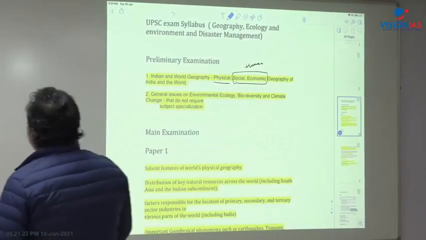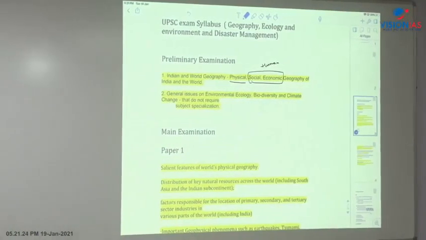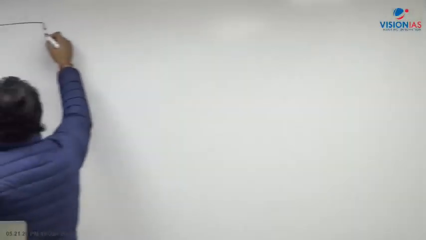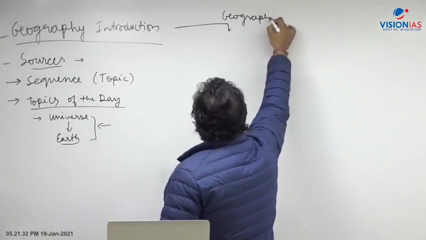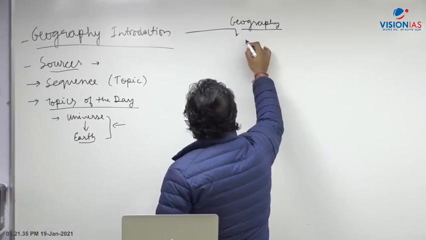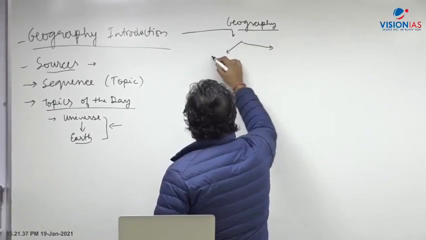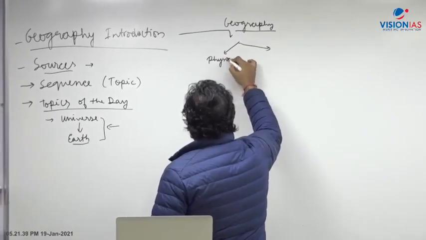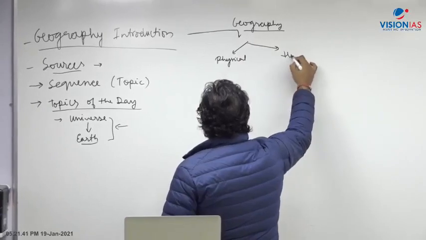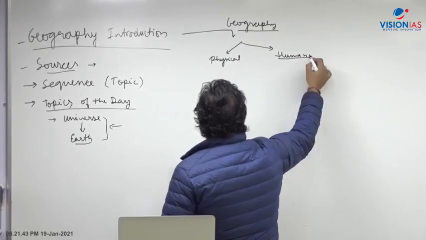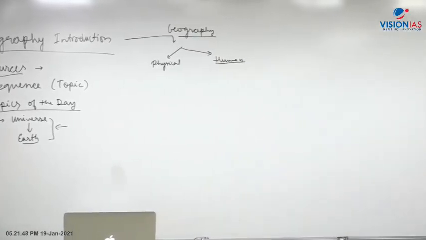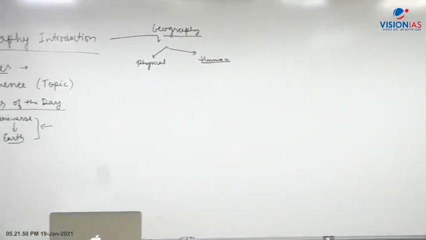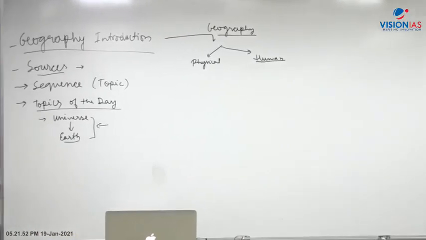It is divided broadly into, so when we talk of introduction, let us write from here itself. Geography is divided into, as per the syllabus itself, physical and human geography. And the human geography they have explained further, because human geography includes a lot of other things also. It also includes cultural geography, there are more things, right?